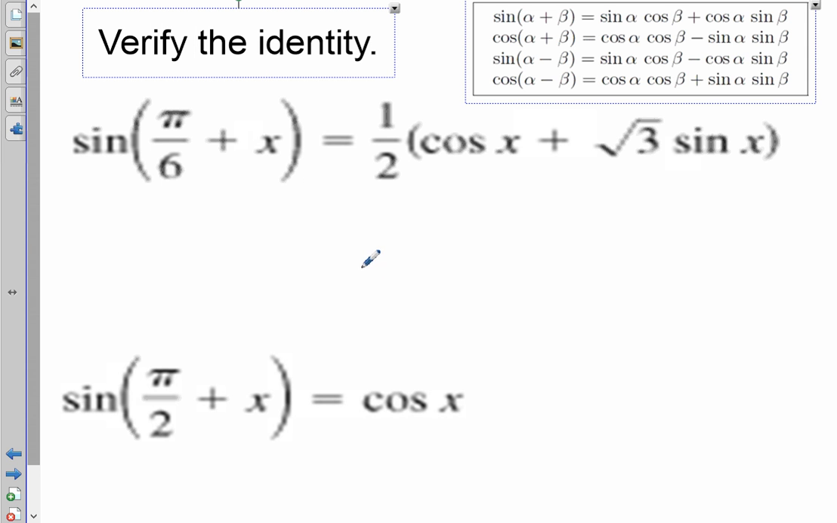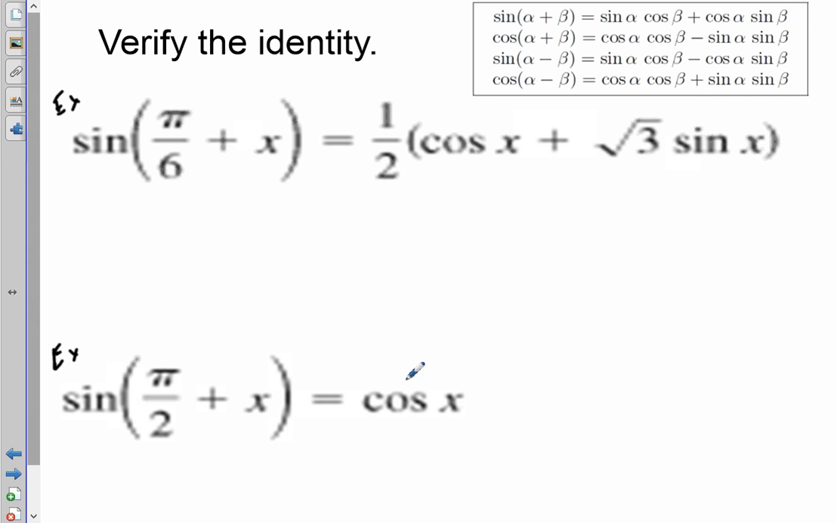Okay, well, last video on the intro of the sum and difference rules, we're going to verify some identities. We have several different identities. We're going to go through 4 different ones, many that you know and love, and we're going to use the sum and difference rules to do that.